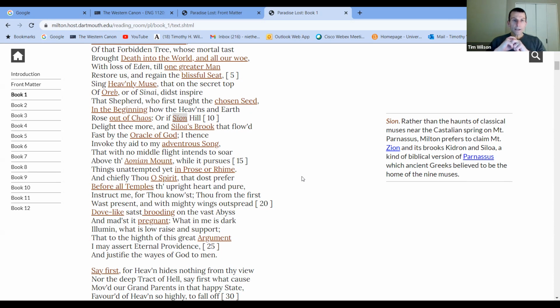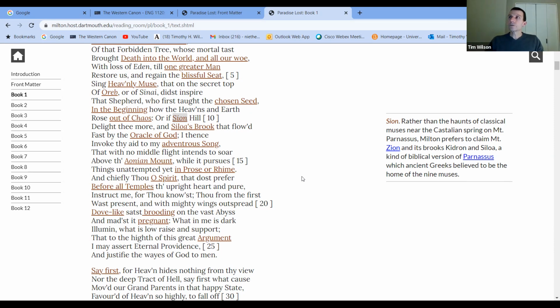What is low, raise, and support? That in the height of this great argument, I may assert eternal providence and justify the ways of God to men. So in a way, remember we talked about thesis statement? This is in a way the thesis statement of this entire epic. The thesis statement is, I'm going to justify, in this great epic, the ways of God to men. What does that mean?